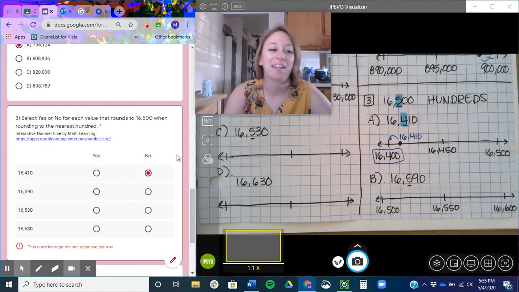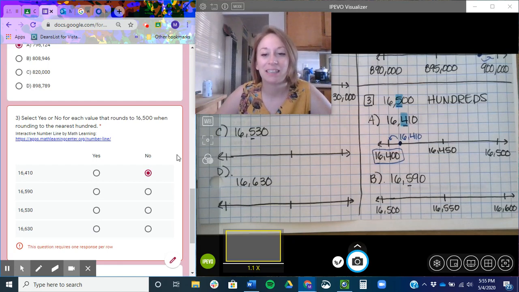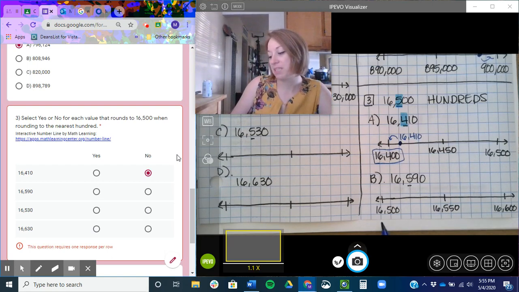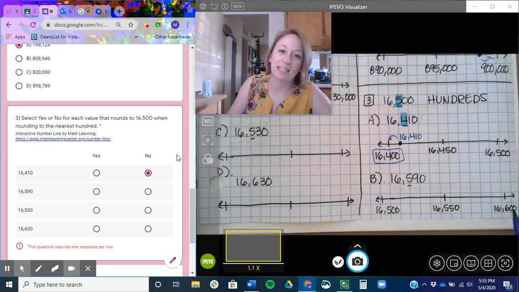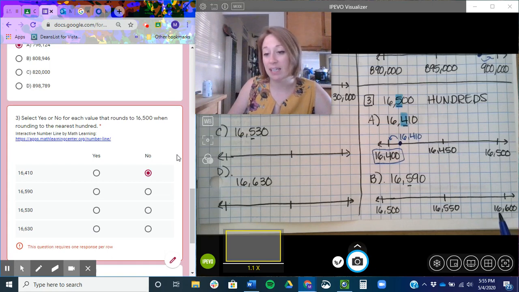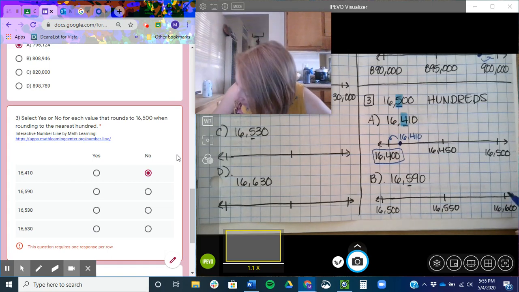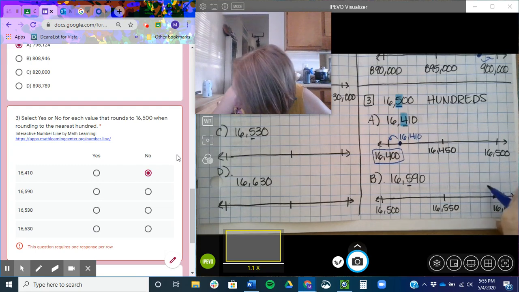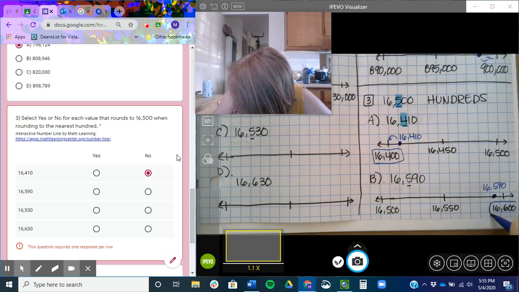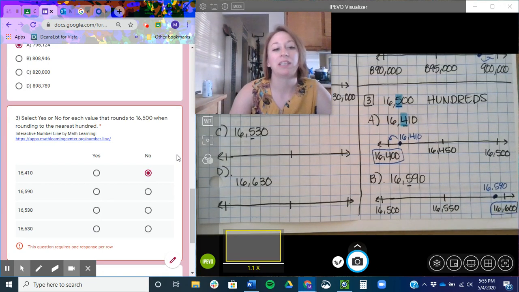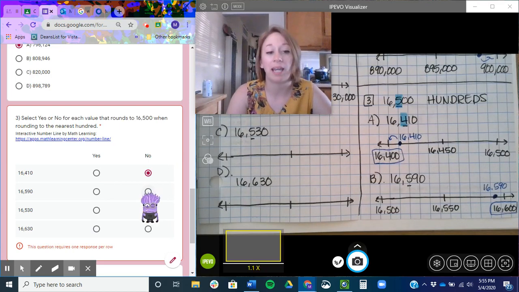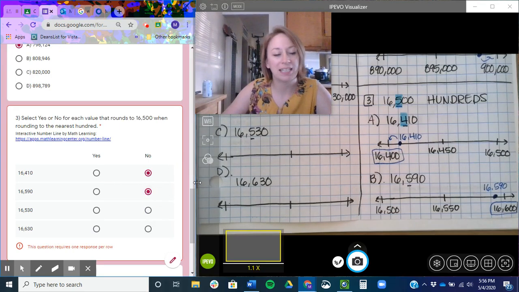Okay, so for the next one, 16,590, my number line should show 16,500, 16,550, and 16,600. 16,590 is 10 away from 16,600. So that would be rounded to the next hundred, and that would also be a no, sad.